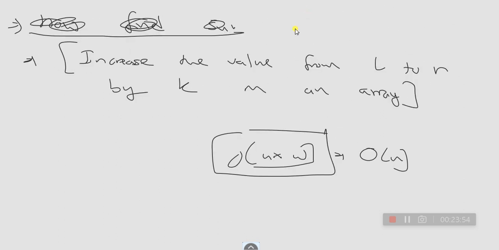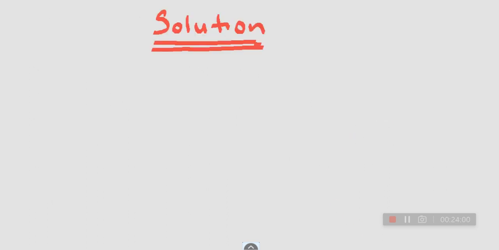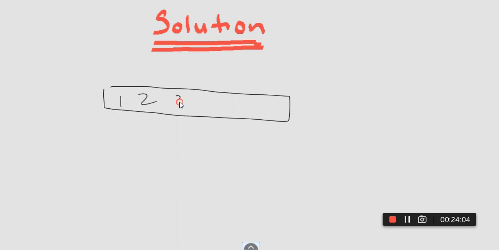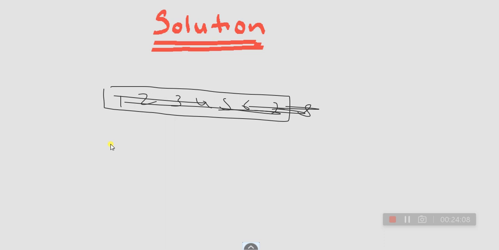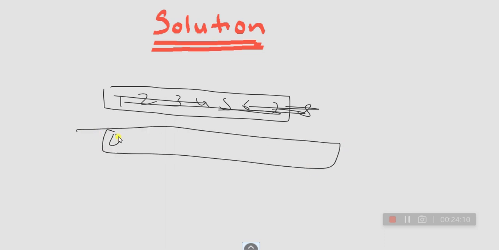Okay, now this is something that I have to explain to you. So I want you to assume an array, 1 2 3 4 5 6 7 and 8. Okay, take a simple example: an array which is 0 0 0 0 0 0 0 0. I have to increase the value from this L to this R by 1.